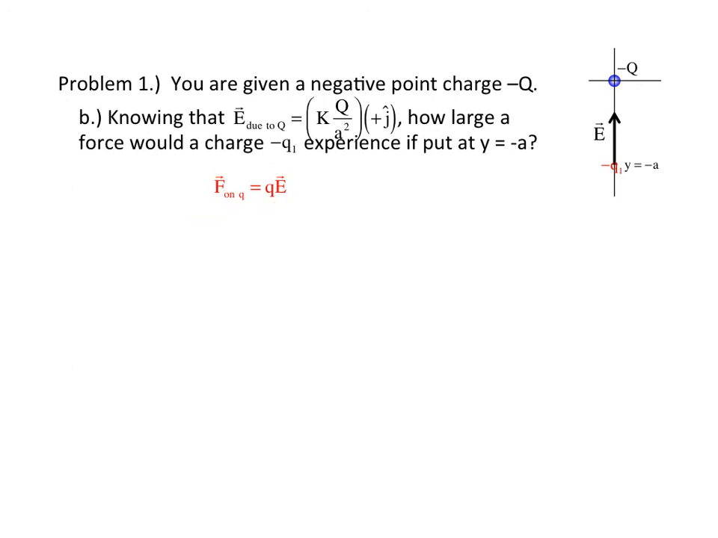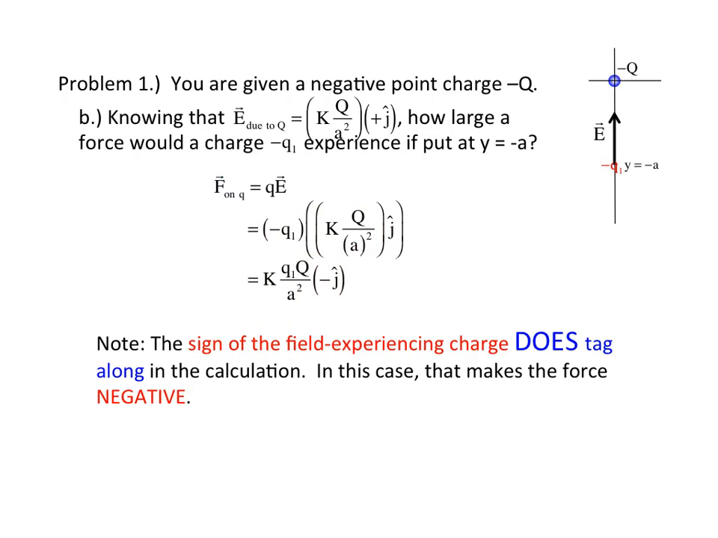The force on the charge is going to end up equaling the size of the charge, where you're going to include the sign in this case, times the electric field. Put the variables in, there's minus Q1, there is what the magnitude is, there is the direction. You multiply it out and you end up with a vector of K Q1 Q over A squared in the minus J direction.